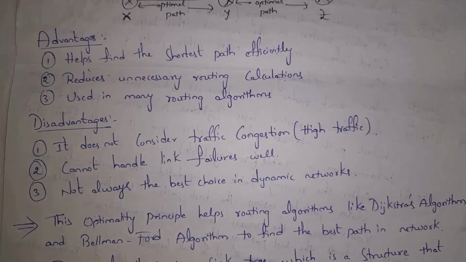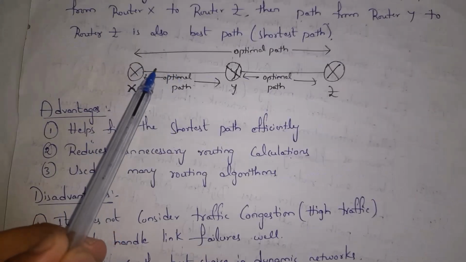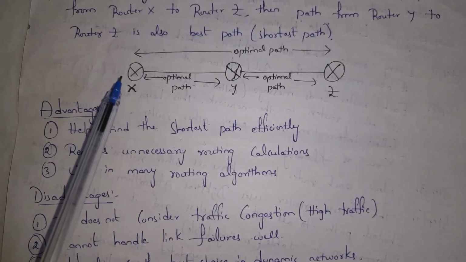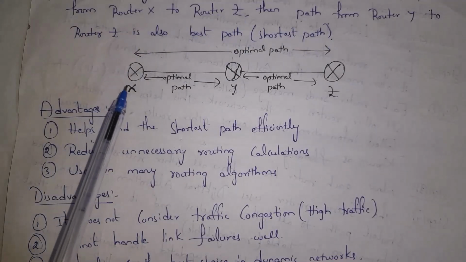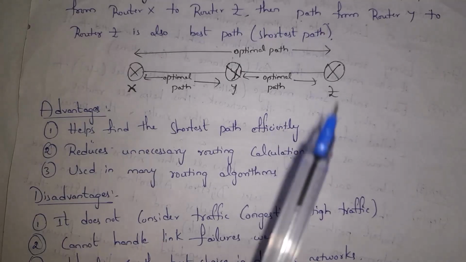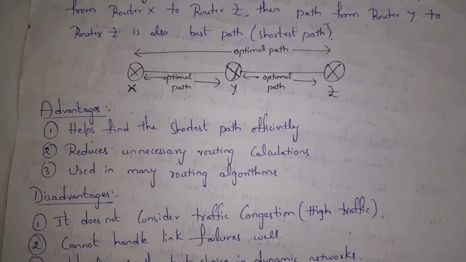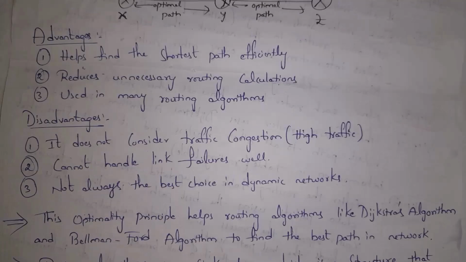For example, the link from X to Y is not working. So data cannot be transferred to the receiver. And similarly, even if there is a best path from router X to router Z, if there is high traffic from router Y to router Z, then data will reach the receiver very slowly. So the optimality principle cannot handle high traffic as well as link failures. And it is not suitable in dynamic routing when network conditions are changing frequently. And this optimality principle will help Dijkstra's algorithm as well as the Bellman-Ford algorithm to identify the best path from sender to receiver in a network.